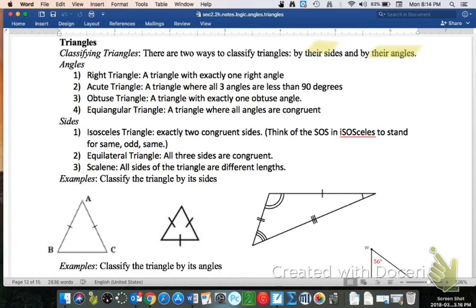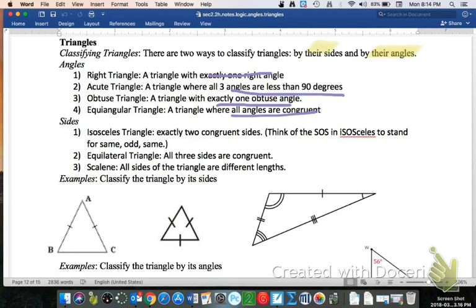We've got a right triangle. Notice that it has exactly 1 right angle. And then we have an acute triangle where all 3 angles are less than 90. We have an obtuse with exactly 1 angle that's obtuse. And then we have equiangular where all angles are congruent.